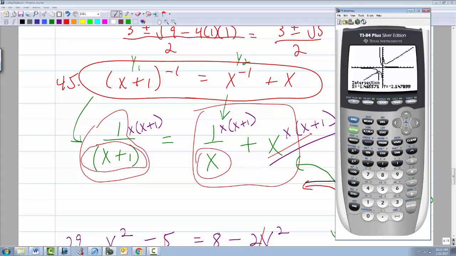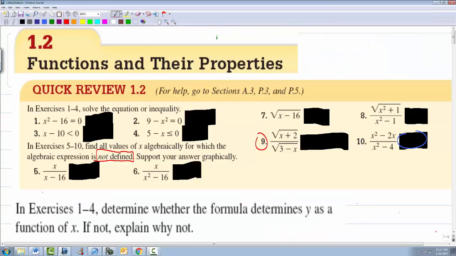You know that these two are not going to do anything goofy to intersect. This is not going to curve back up and intersect there. Okay, so knowing what you're looking at is key. All right, let's go get that homework.